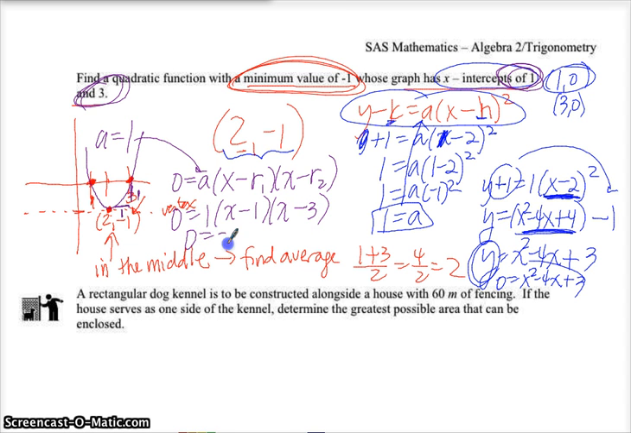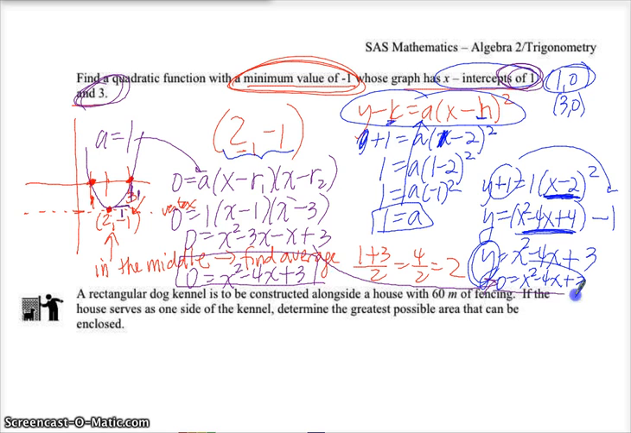And then what do I do? I just FOIL that out. So I get x squared minus 3x minus 1x plus 3. The 1 times all of that is going to stay the same. Do I get the same thing? Yes, I do. I get 0 equals x squared minus 4x plus 3. So there you have it. Same, no matter which process you do.